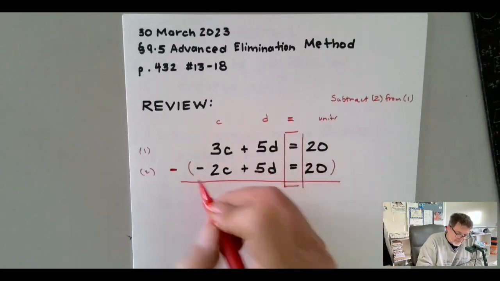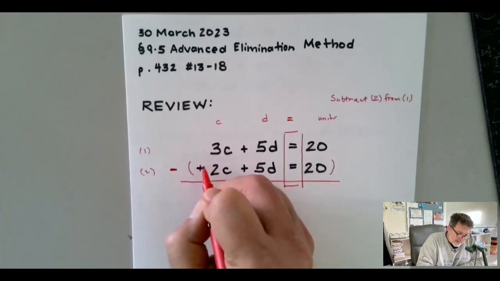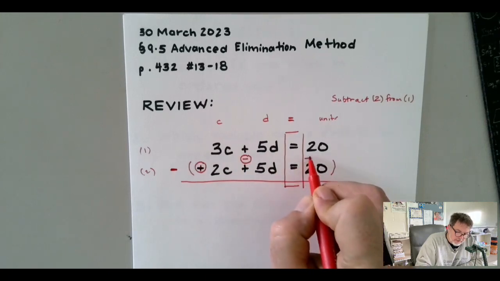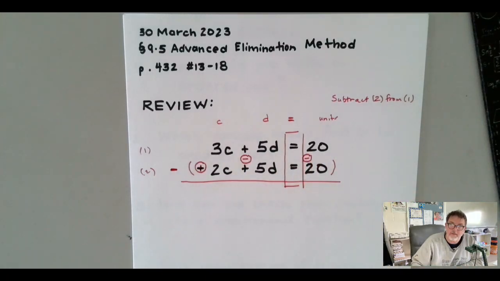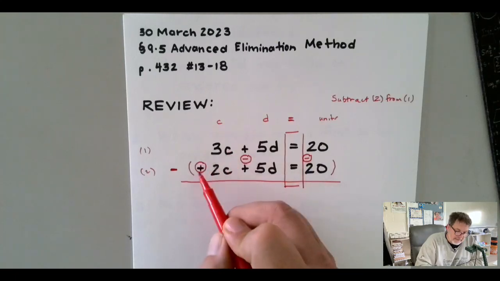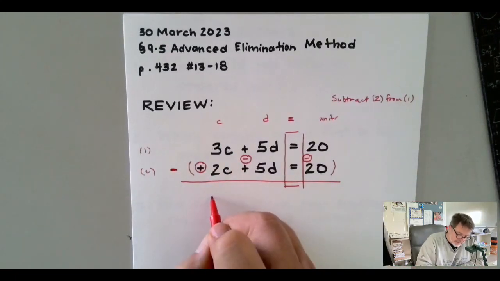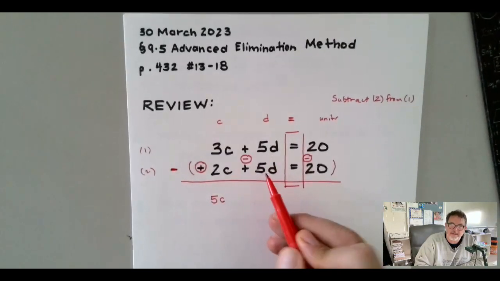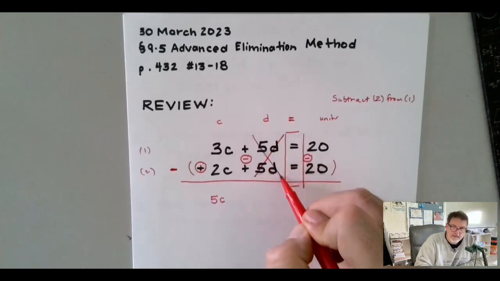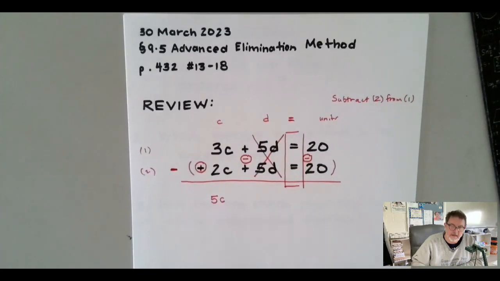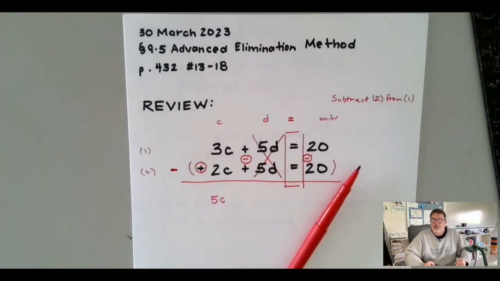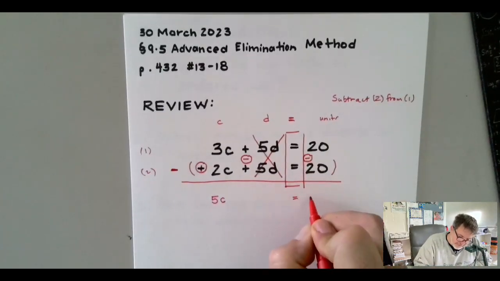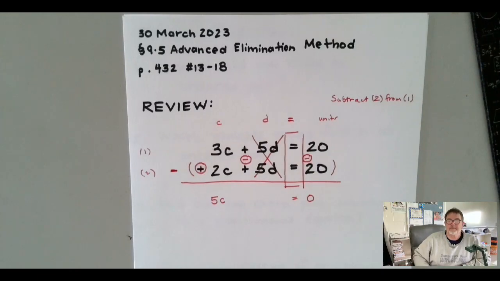So I am subtracting. I think the easiest way to subtract is to add the opposite. So I'm going to flip the signs. Right after I flip them, circle them so you know that you have flipped them. Okay? So I have 3C plus 2C, which is 5C. I have 5D minus 5D. Those guys cancel. And I get nothing. Eliminated. And I have 20 minus 20, which is an unforeseen circumstance, which is 0.